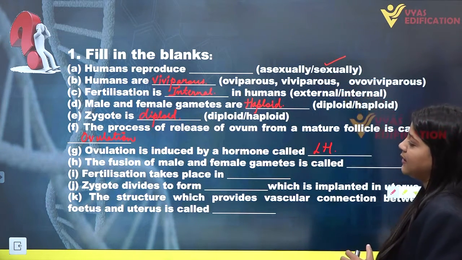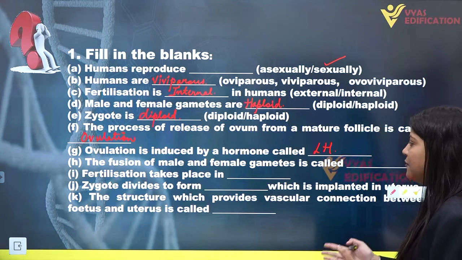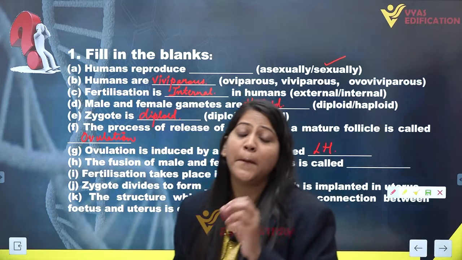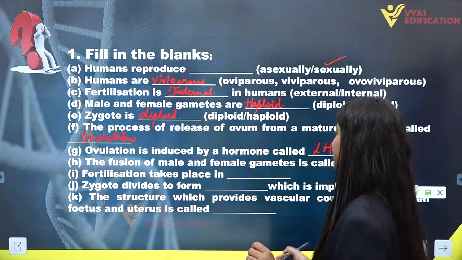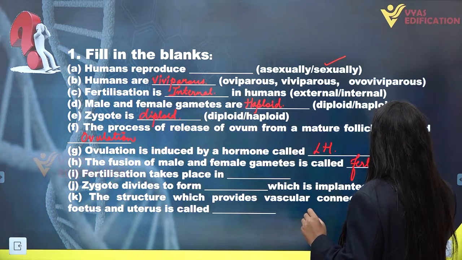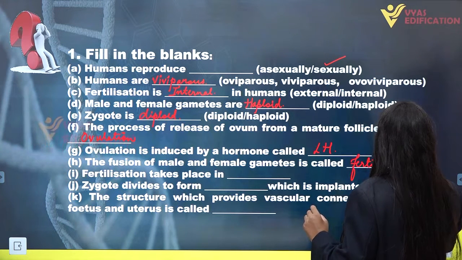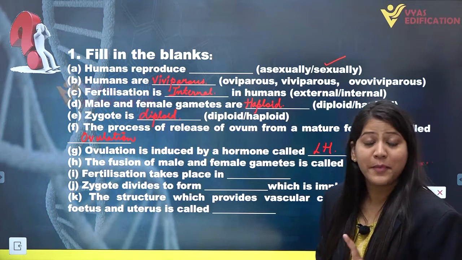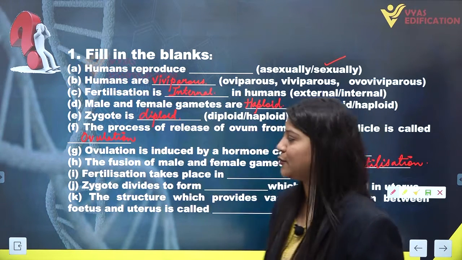Next we have: the fusion of male and female gamete is called dash. The fusion of male and female gamete is known as fertilization. Fertilization is a process in which there is a fusion of male and female gamete.